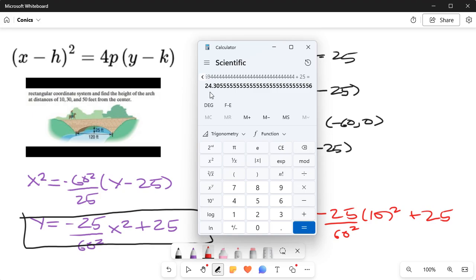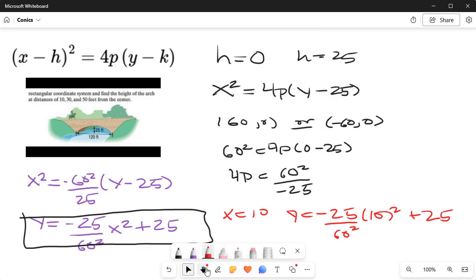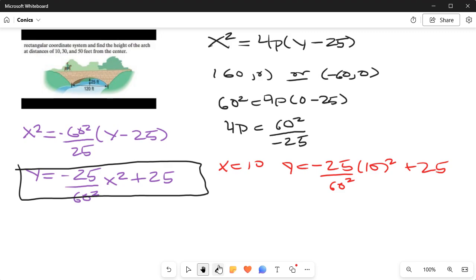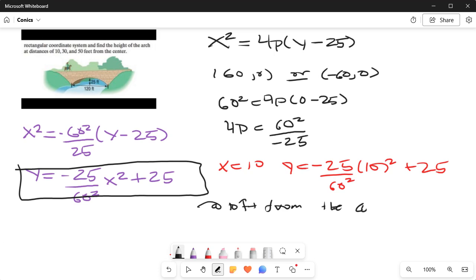Now, notice that that's telling you that the answer to this equation is 24.3 feet. So we have that if we go out 10 feet, the height is going to be 24.3. So we can say that we have the solution: at 10 feet from the center, the height will be 24.3 feet.